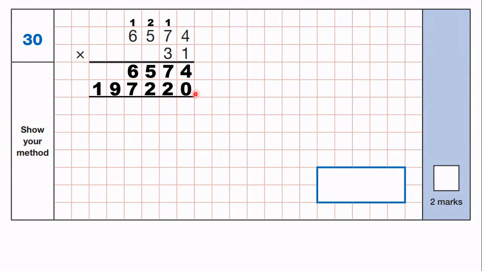Now, if we add up our answer lines, 4 plus 0 is 4, 7 plus 2 is 9, 5 plus 2 is 7, 6 plus 7 is 13, so 1, 3, 1 plus 9 is 10, so 1, 0, and 1 plus 1 is 2. So our answer is 203,794.